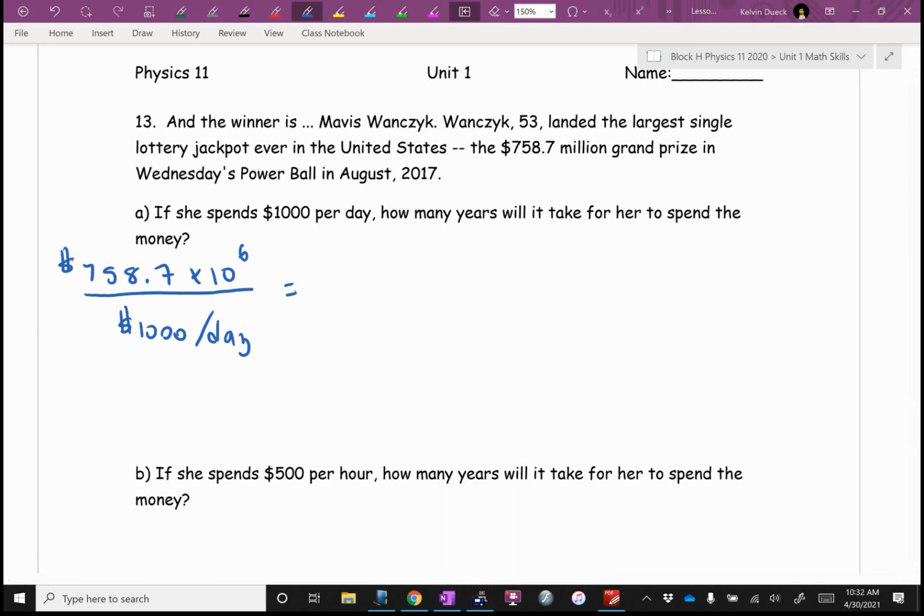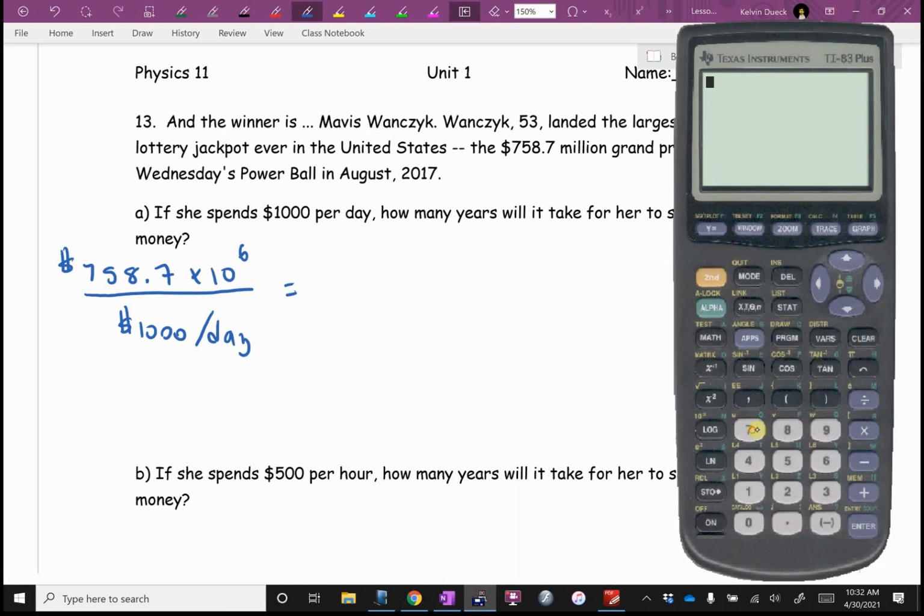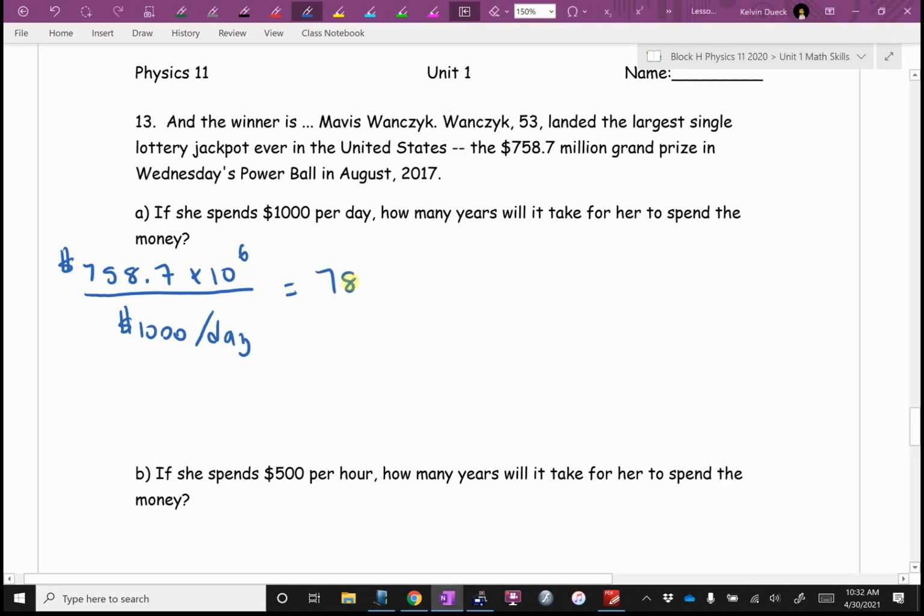So on my calculator, 758.7 times 10 to the 6th divided by 1,000. And I get it'll take her 758,700 days. This is what I'm starting with. This is what I'm going to write down, what they gave me. Wrote that down wrong already. 758,700 days. What do I want to convert this to?